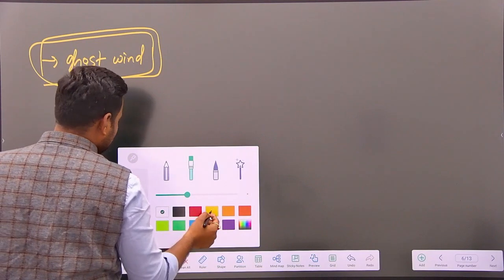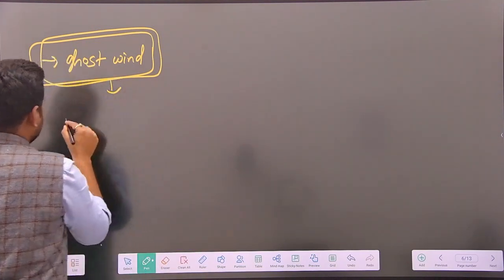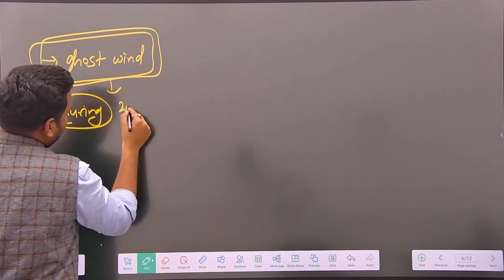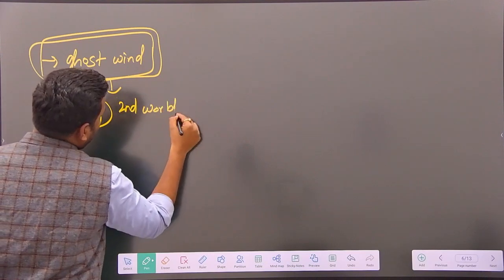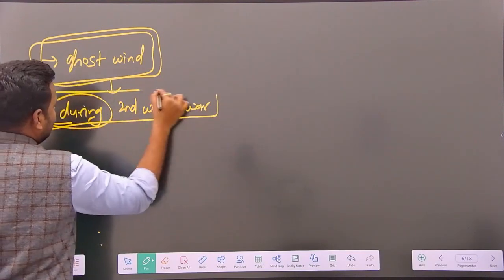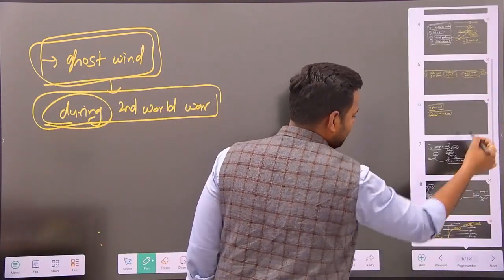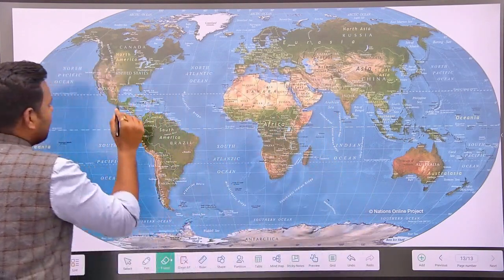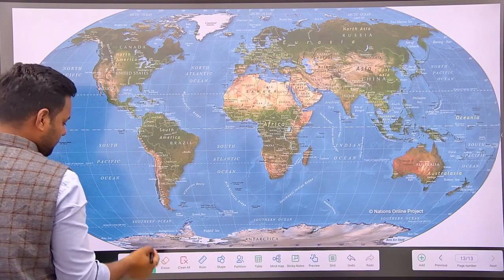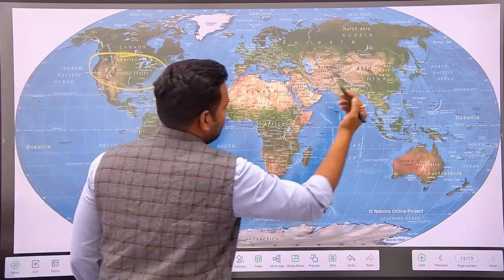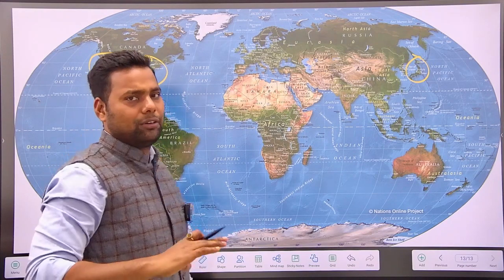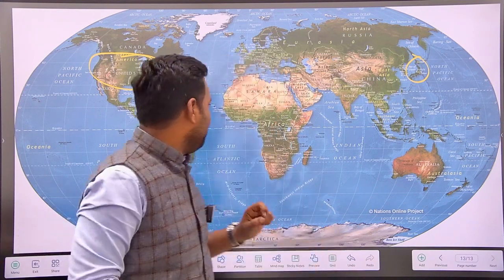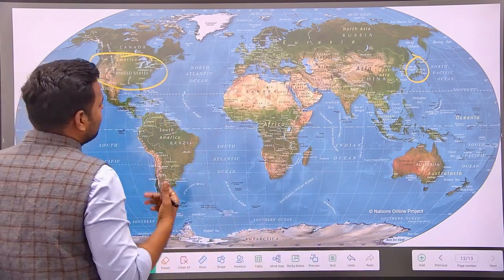So I hope that story gives you some background. After this there is a major development during the second world war. In history we learned about the first and second world wars, but here we do not discuss the history aspect. Here we pick the geographical significance in the second world war.